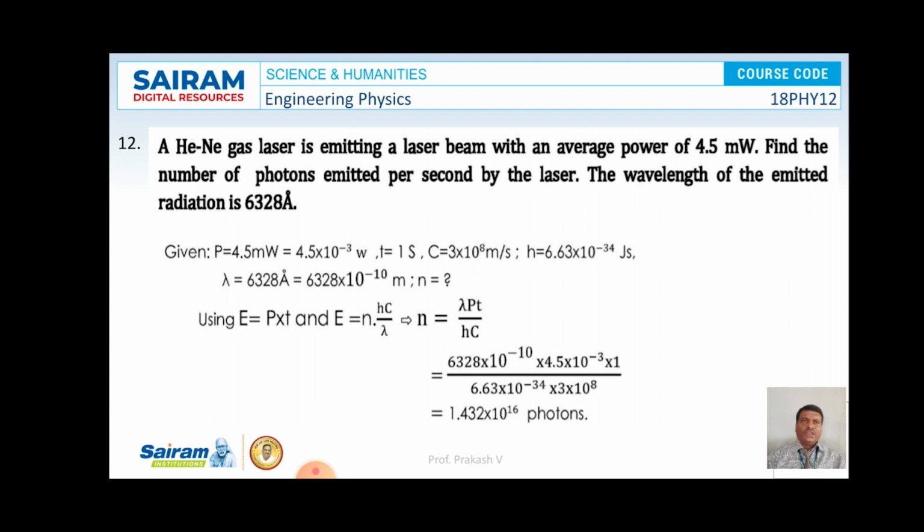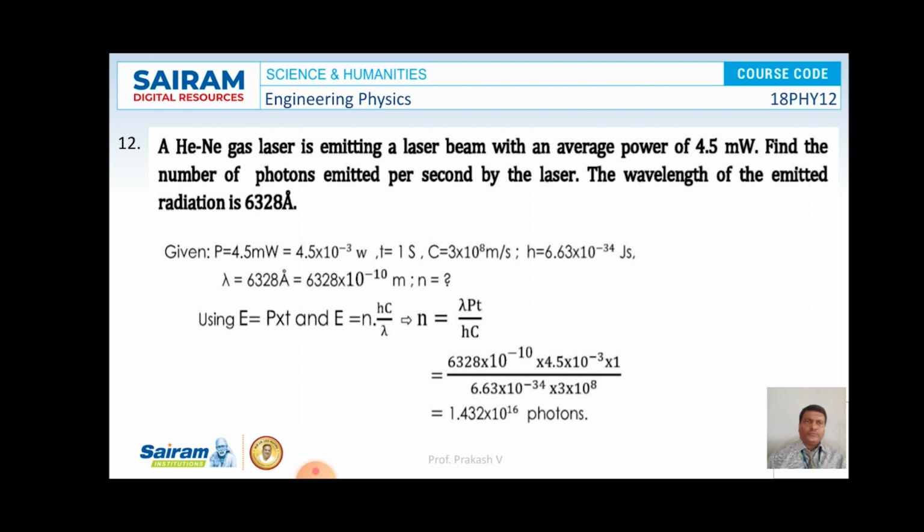A helium neon gas laser is emitting a laser beam with an average power of 4.5 milliwatts. Find the number of photons emitted per second by the laser. The wavelength of the emitted radiation is found to be 6328 angstrom.